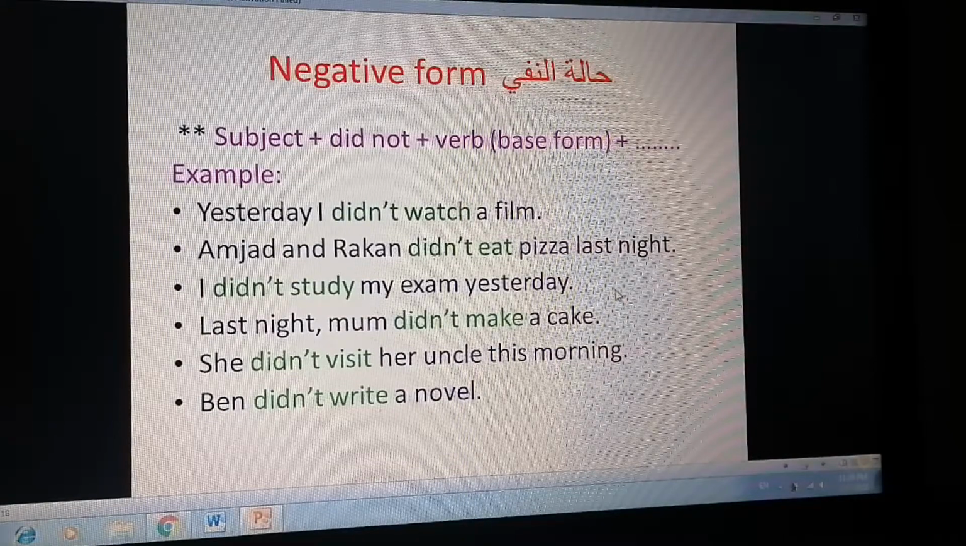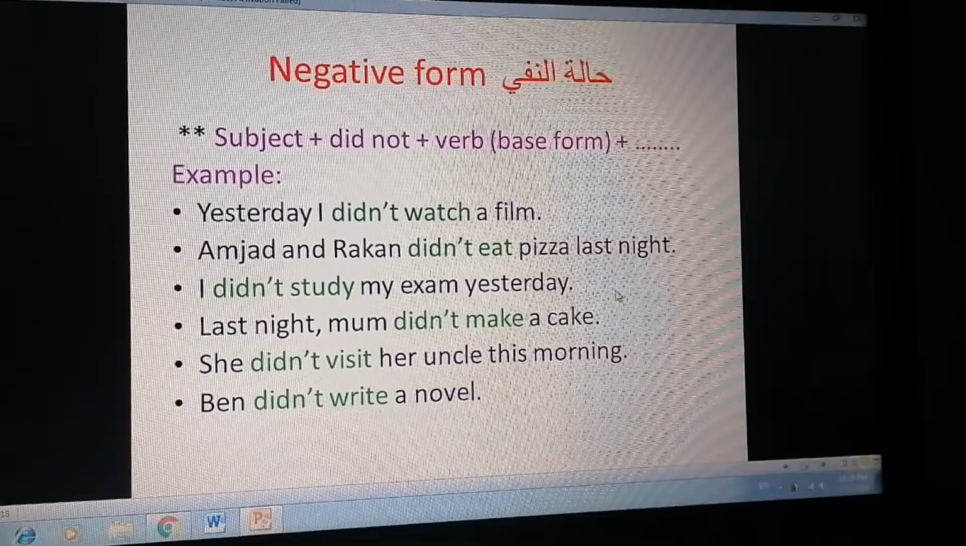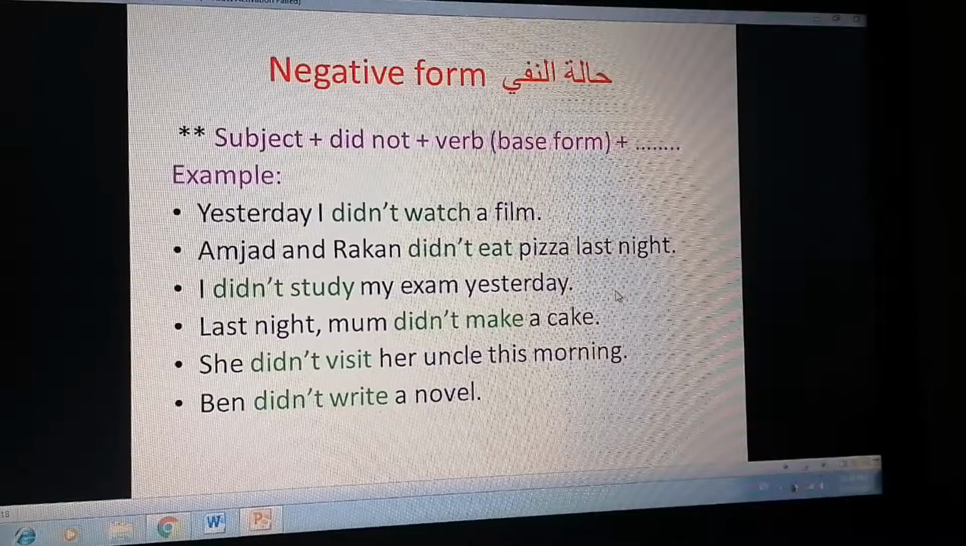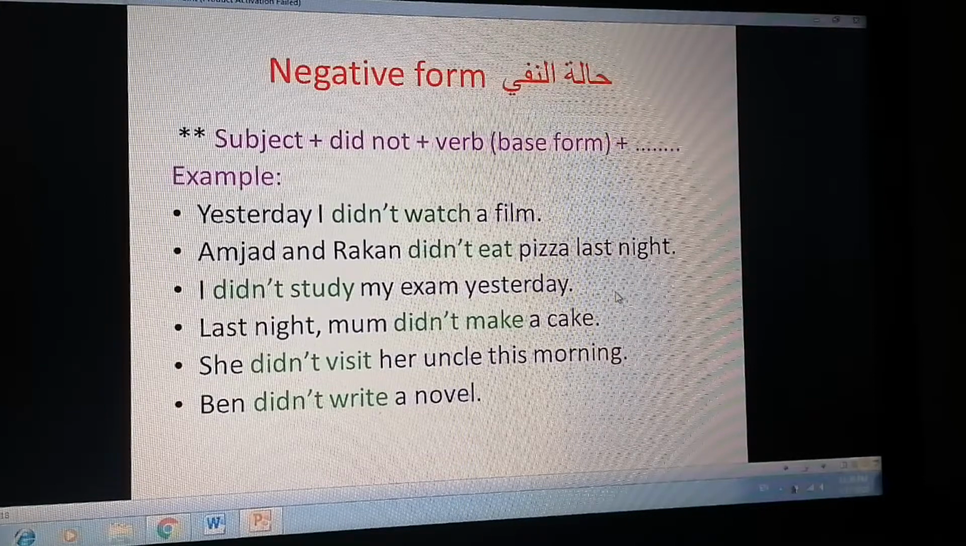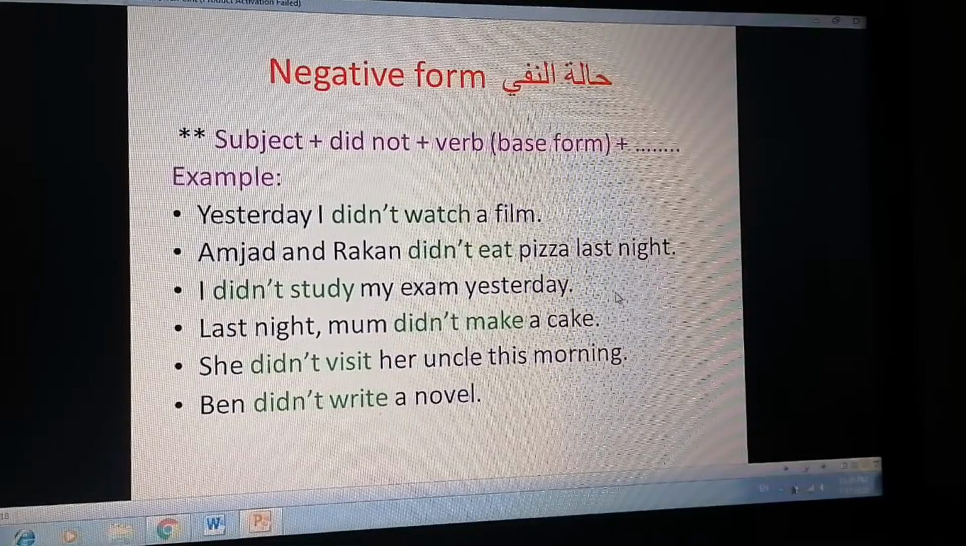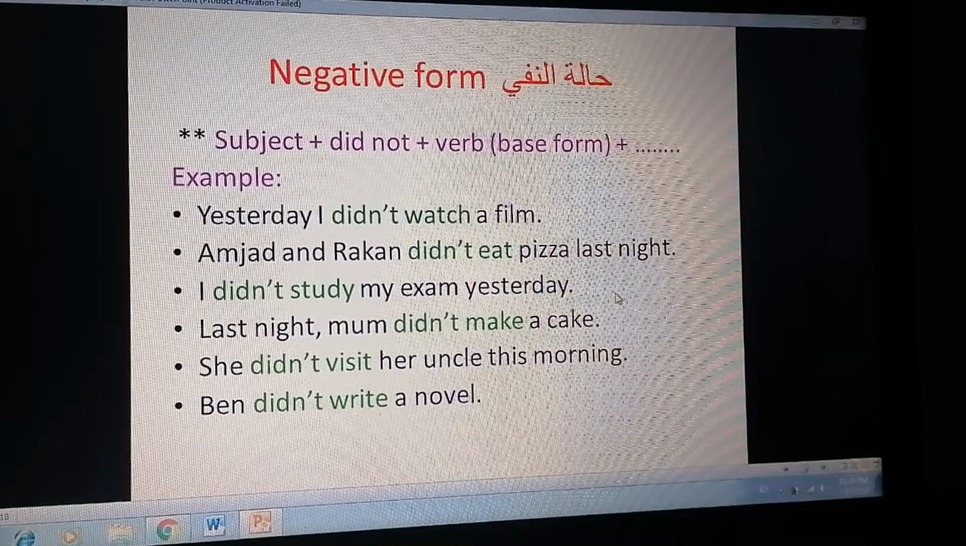Look at example. Yesterday I didn't watch a film. didn't plus base form watch فعل منتظم. Amjad and Rakan didn't eat pizza last night. I didn't study my exam yesterday. Last night, Mom didn't make a cake. She didn't visit her uncle this morning. Ben didn't write a novel.